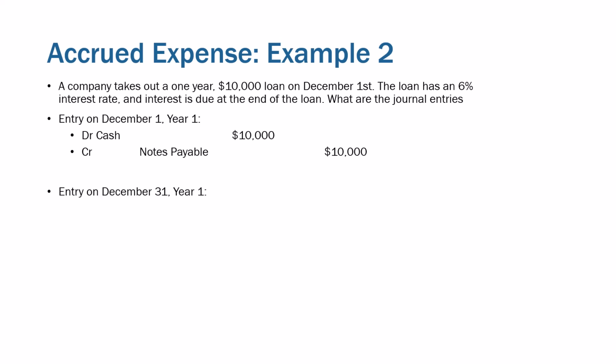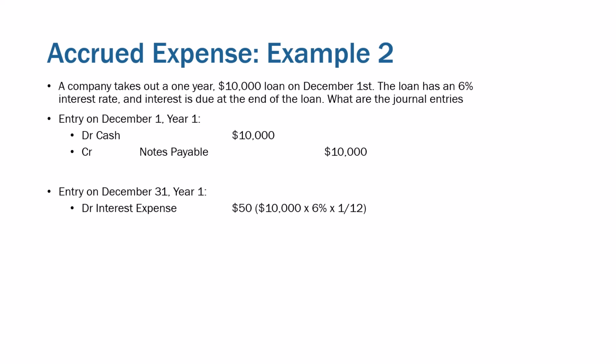Now what happens is we get to December 31st. All right, we don't make any interest payments. We don't make any principal payments, but this loan has been outstanding for a month. So we now owe the bank some interest. We are not going to pay that interest until December 1st of year 2. But the liability has started to accrue. So we need to record some interest expense December 31st of year 1.